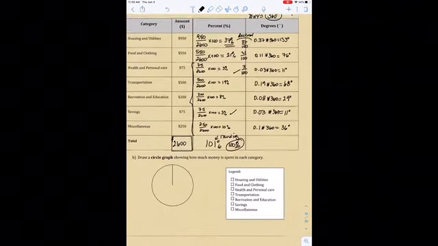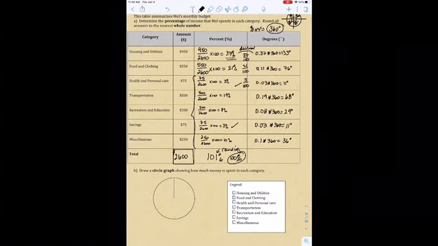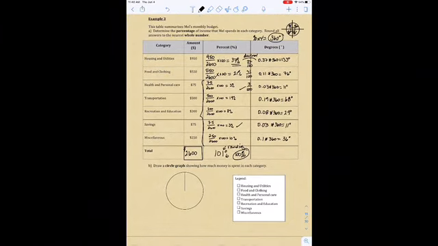Okay, so again, I hope you got the same values as I did. And now what we would do if we were drawing a circle graph is, first off, these circle graphs need a title. So we could say Mel's budget. There's not really much room for a title up above here, but that would be Mel's budget. We always need a title.